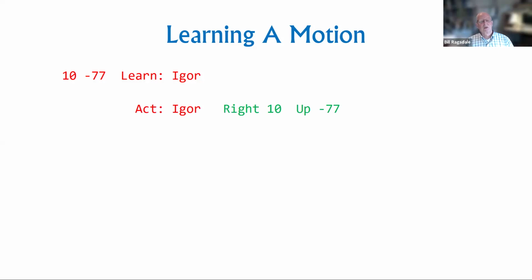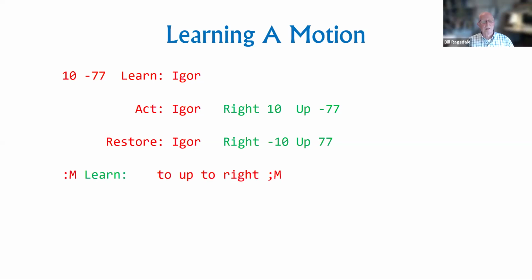So when we command act to Igor, he will then execute right by going up and down by 77. As we see, the right 10 and up minus 77 means down 77. After Igor has made that motion, we want him to restore to his original position. So we execute restore, pass it to Igor, and now he will move right minus 10 and up 77, coming back to his origin. Here's the code that was derived from the method for learn.